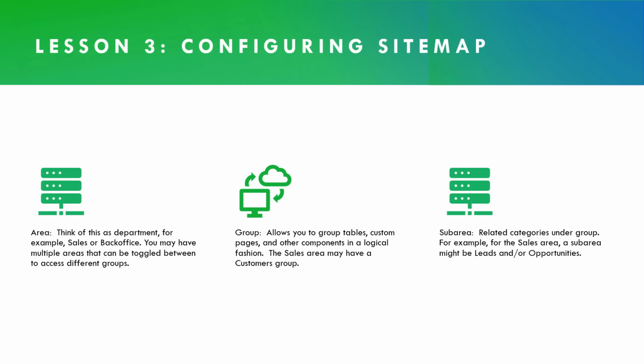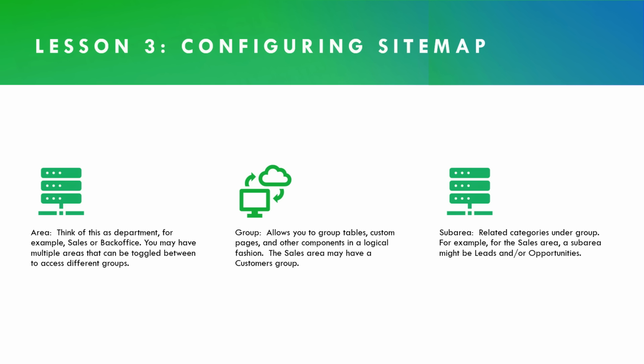Before we begin configuring our sitemap for our phone call tracking log, we are going to learn about the three areas here. So there's three different sections when you're configuring a sitemap. There's the area, which you can think of like a department. In our example, we're going to use back office for our area. It could also be something like sales. You can have multiple areas in a model-driven app, and you can toggle between them to access different groups.